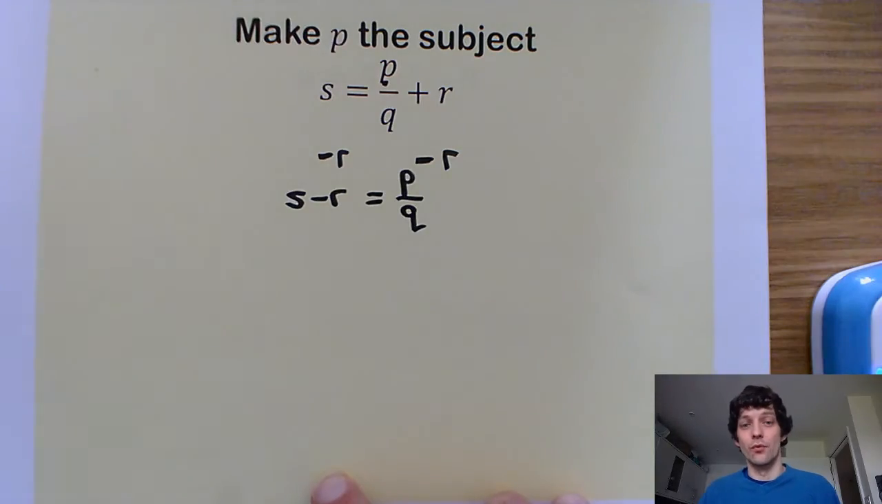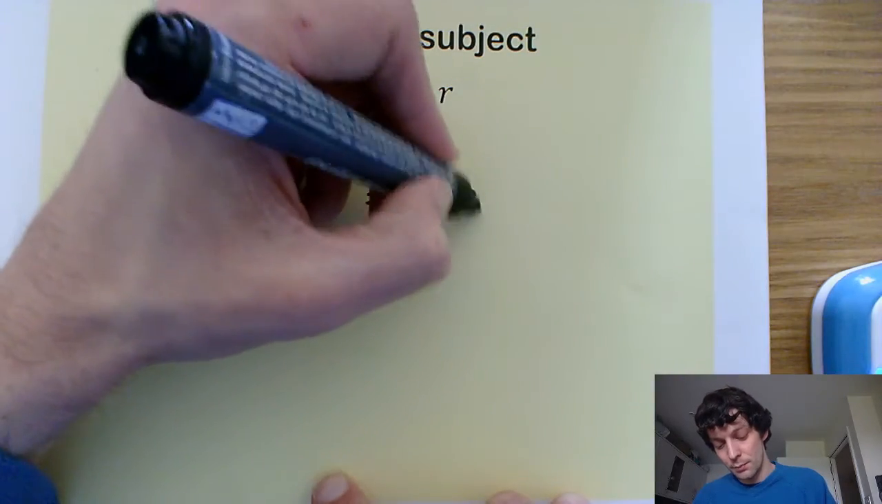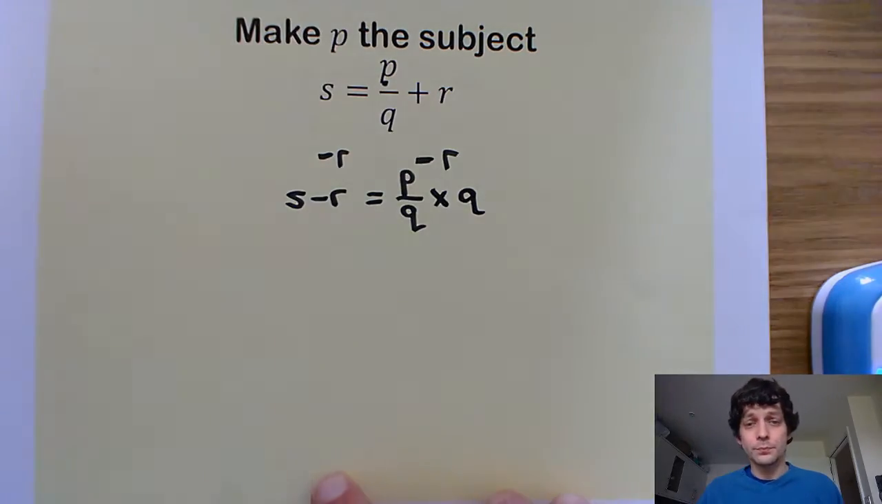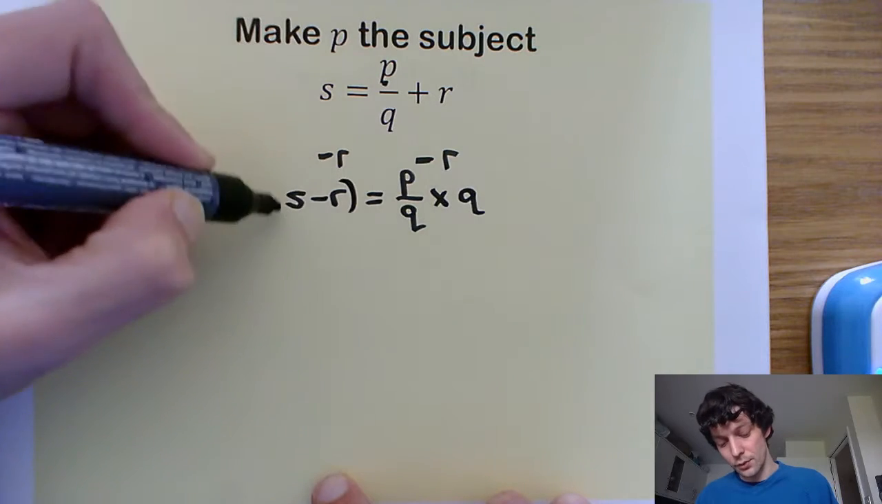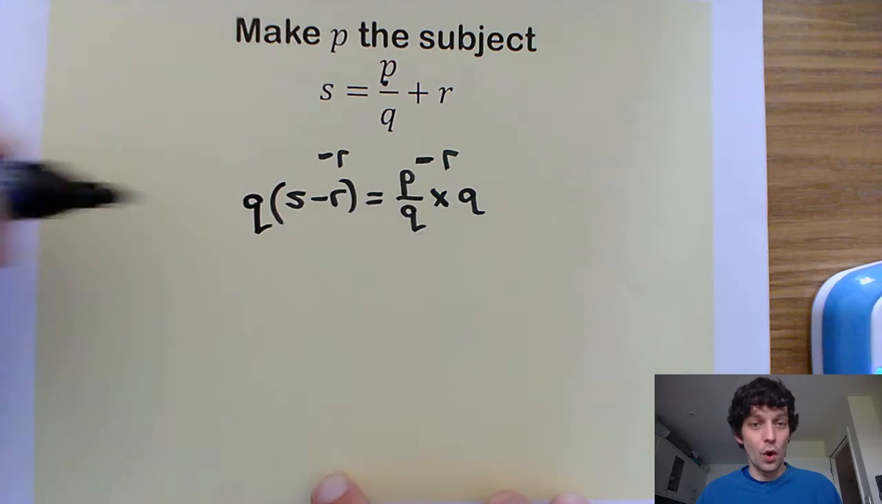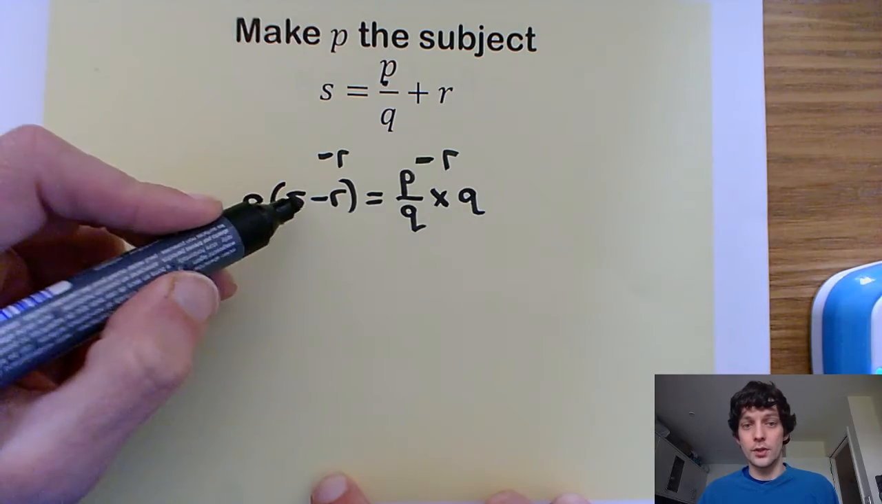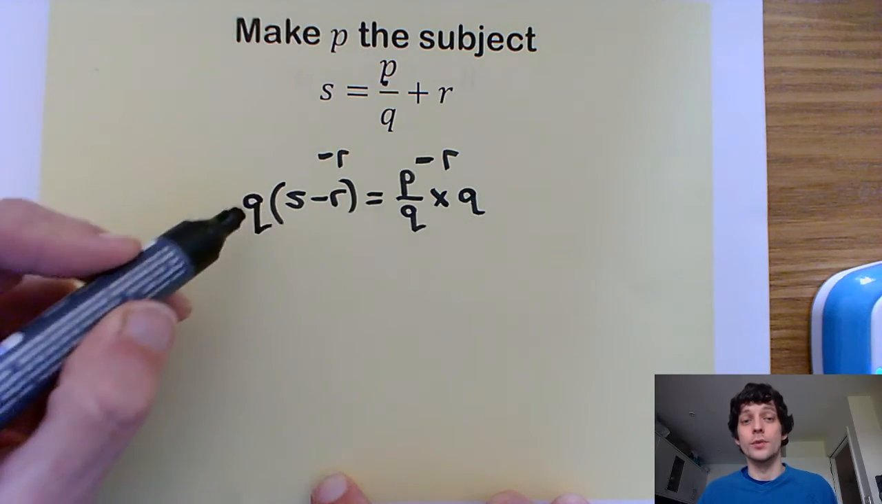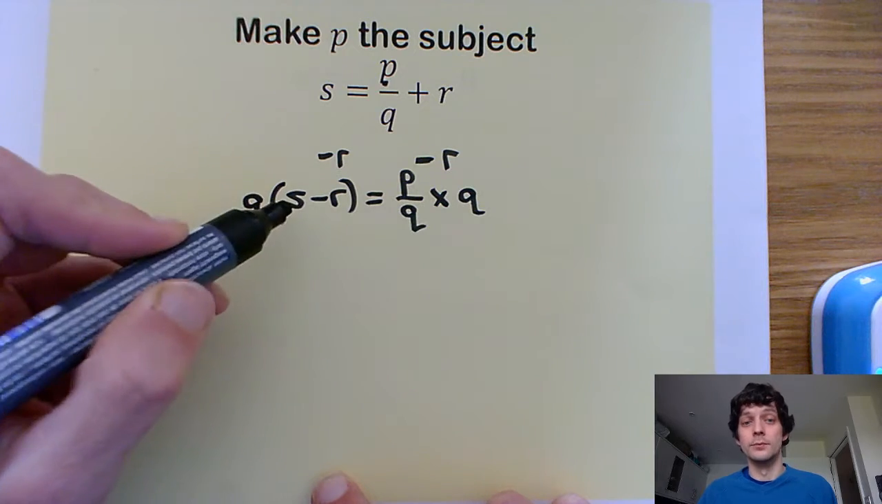I want to get rid of dividing by q. How am I going to get rid of dividing by q? By multiplying both sides by q. Okay, we do have to be careful here as well. If I'm multiplying this side by q, I'm multiplying the whole side by q. So not just s, not minus r, the whole side, which is why I put the brackets on there.